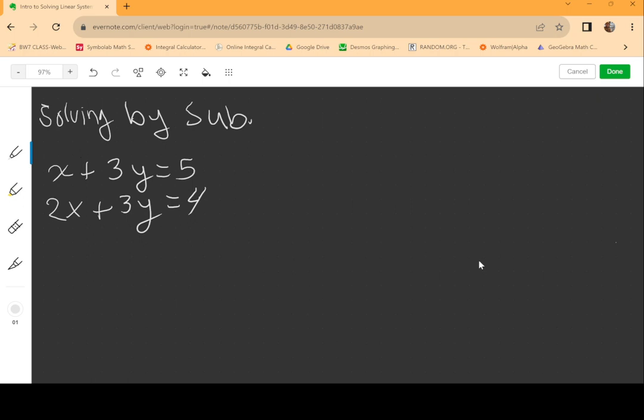Now, what we have here is a system of equations. If I have a system where the coefficient of one of the variables is 1, I'm going to solve for that variable. The idea is that you solve for one variable in one of the equations, and then you plug it into the other one. So for instance, I'm going to take this equation here, x plus 3y equals 5, and I'm going to solve it for x.